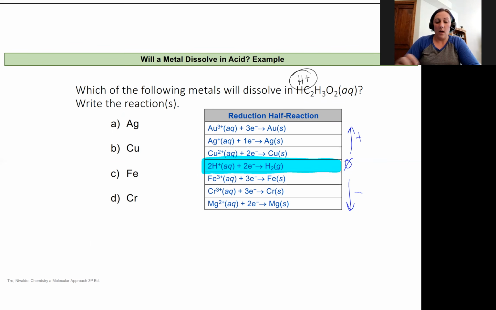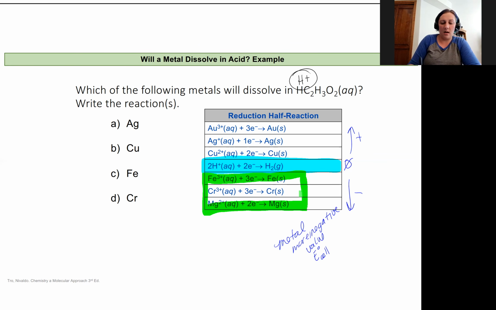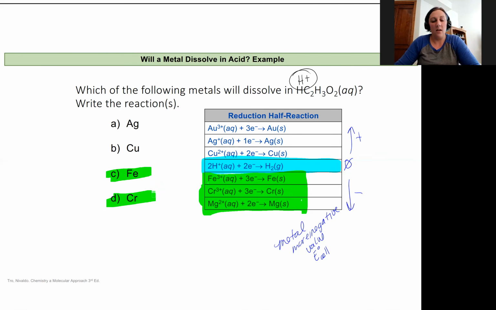And so evaluating these and comparing them, our metal has to be more negative, or have a negative value for its cell potential. And so that means the only ones that will dissolve in that acid are the ones that have a negative value compared to hydrogen. So in our list that we can choose from, that's going to be iron and chromium. So those metals are going to be able to actually dissolve in our acid.